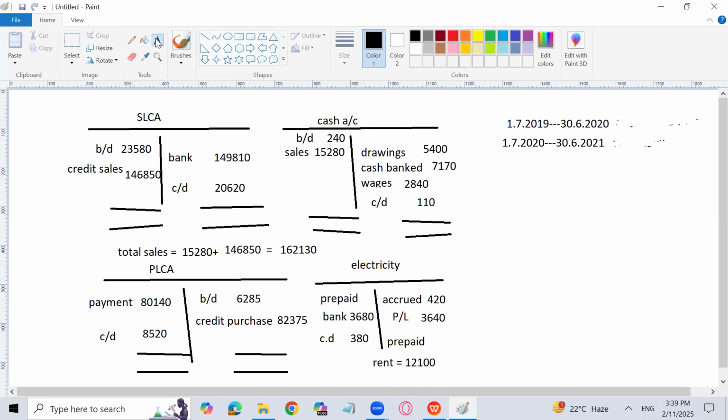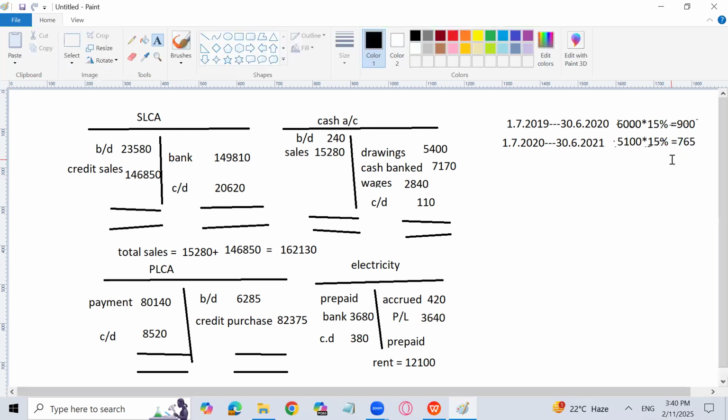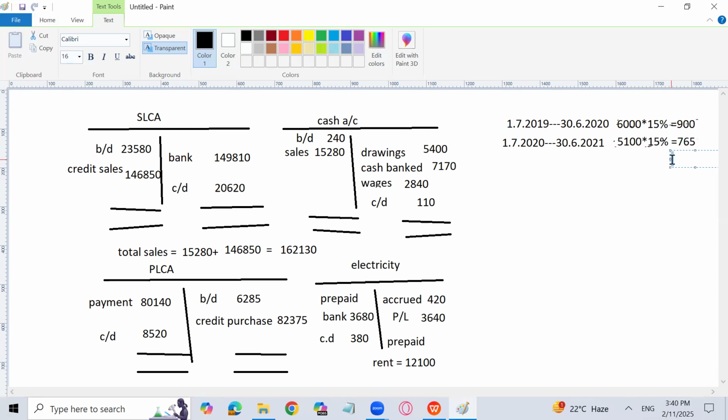Okay. So 6,000 into 15%, how much? That is 900, right? Then 6,000 minus 900, because it's a reducing balance method, 5,100 into 15%. How much it will come? 5,100 into 15%. Yes. 765. Total of this is 900 plus 765. 1,665. Means 1,665 is the total depreciation on the asset sold.